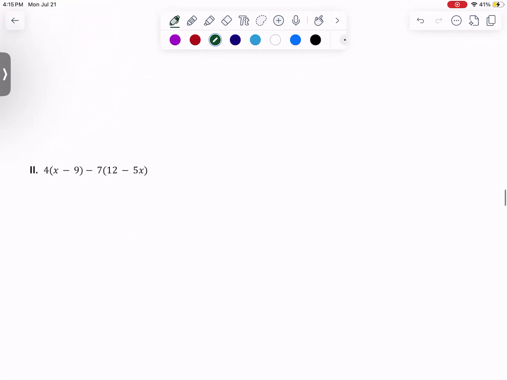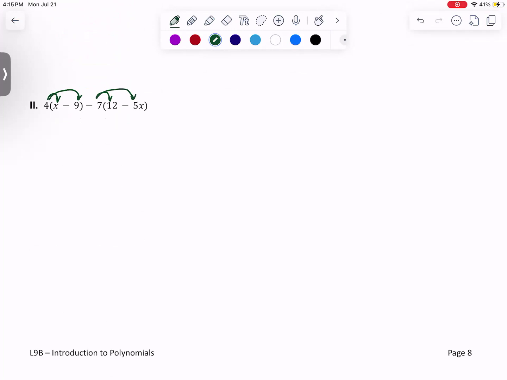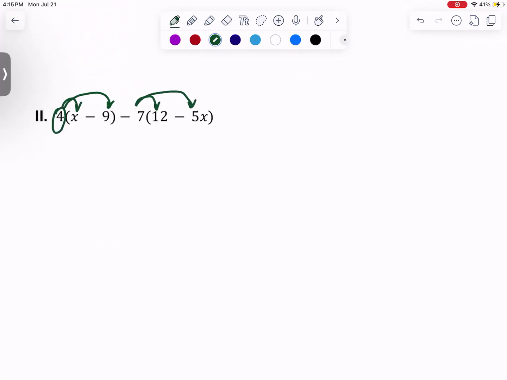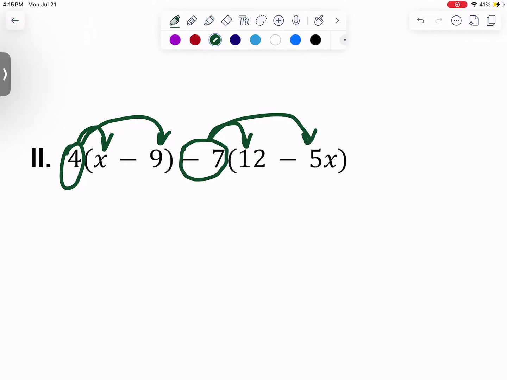In number 2, how do you simplify this polynomial? You're first going to distribute. There's a 4 in front of the first term. There's a negative 7 in front of the second group. So we're going to distribute positive 4. You get 4x. 4 times negative 9, negative 36. Then we're going to distribute negative 7. What happens when you distribute a negative number, or when you multiply by a negative number? Signs flip. So this positive 12 becomes negative 84. This negative 5 becomes positive 35x.